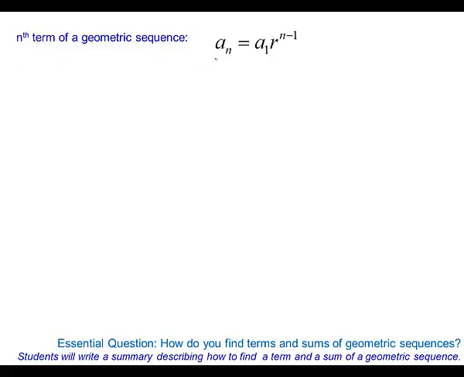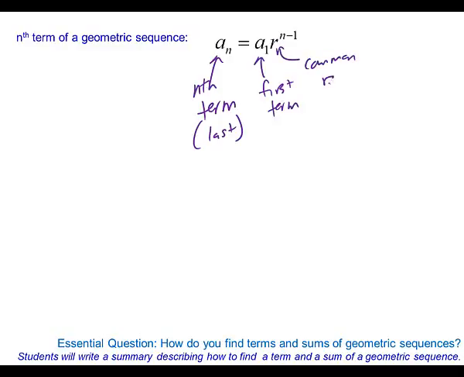The first 5 questions are matching. So that's the nth term, right? Or the last term. Okay. This is the what? First term. That hasn't changed. Ratio, or r, is the common ratio. And n is what? Number of terms. Or term number.